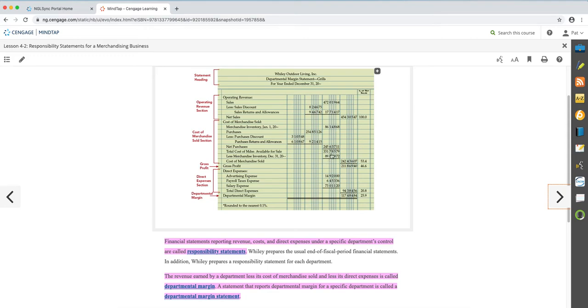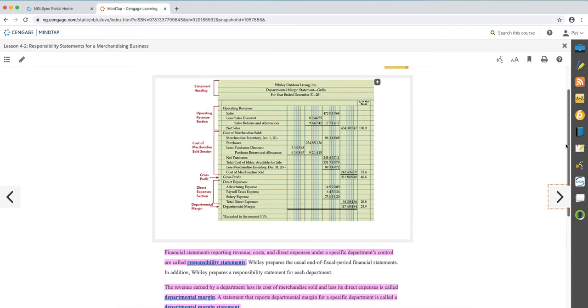So we subtract how much we have left over, and this is our cost of merchandise sold. We subtract that from net sales to get our gross profit. Then you add up your direct expenses, advertising, payroll, salary, for this department, and we get direct expenses in 94. We subtract those and we get the departmental margin. That's what we're looking at.